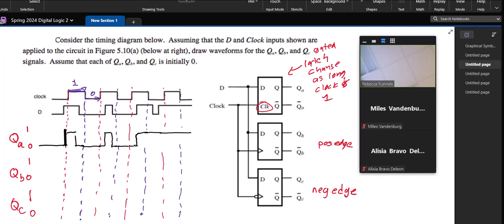Okay, so QB is positive edge. So it starts at 0. When it gets to the positive edge, it looks to see what D is. D is 1, so it becomes 1. And it stays there until the next positive edge. Then when it gets to that next positive edge, it looks at the value of D. There D is 0, so it becomes 0. And it stays there until the next positive edge. At the next positive edge, D is still 0, so it stays 0. And at this last positive edge, D is 1, so it becomes 1.